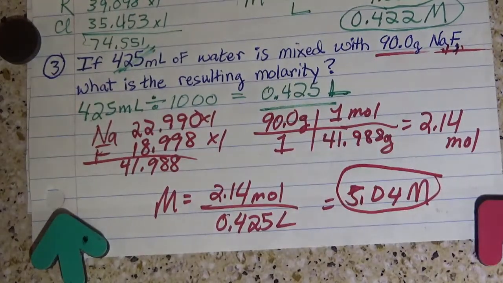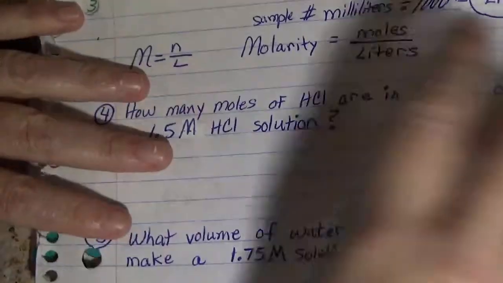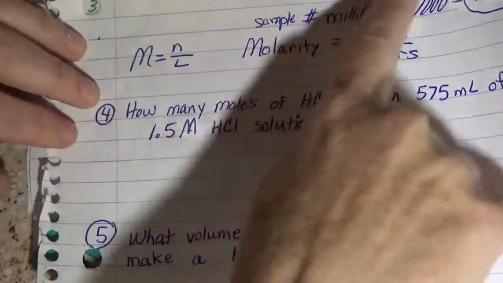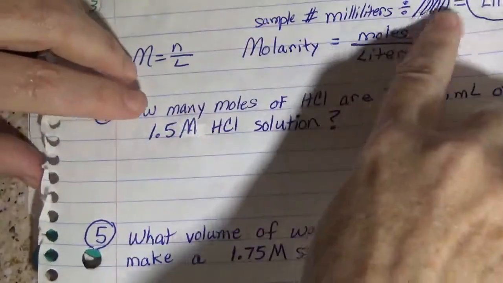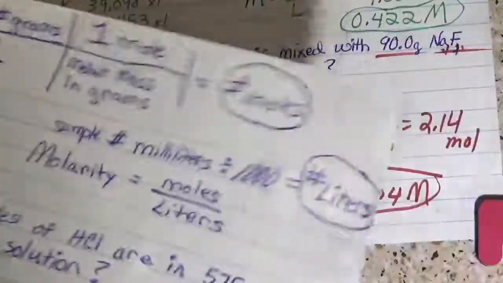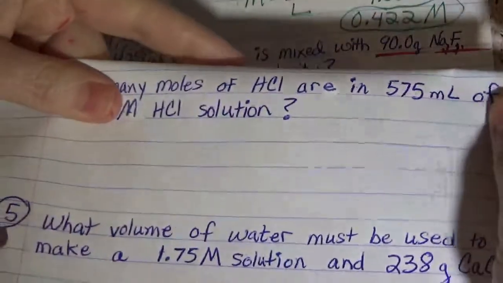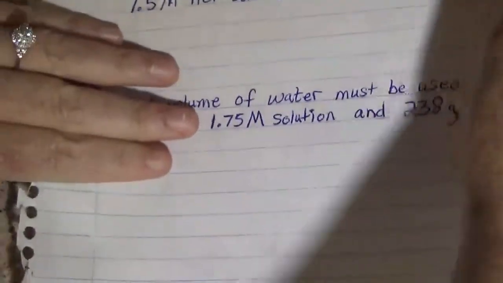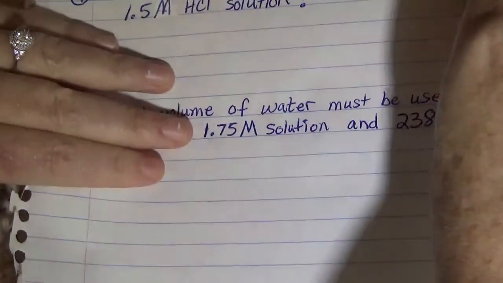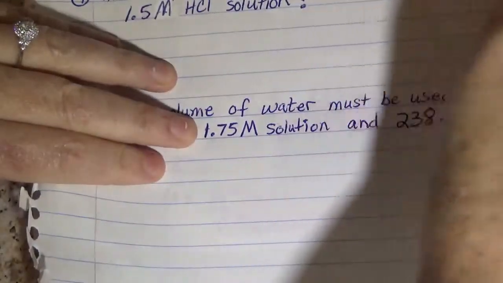Okay, I have a few more examples. Let's try those out. I repeated the reminder that we divide by molar mass to get how many moles, and if we divide by 1,000 we can get liters from milliliters. How many moles of HCl are in 575 milliliters of a 1.5 molar solution of HCl?